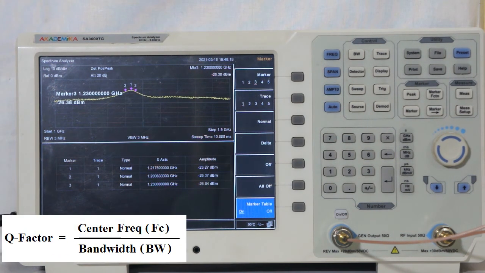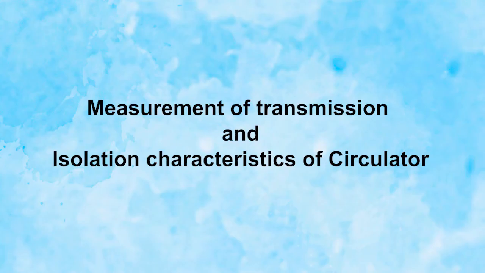The Q factor is very high, and this indicates that the ring resonator is having narrow bandwidth. Measurement of transmission and isolation characteristics of circulator.